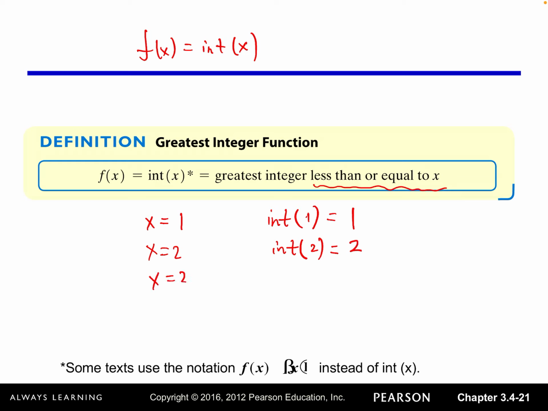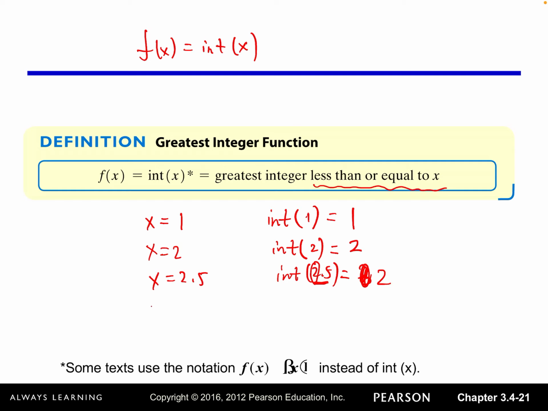If x is a decimal number, what does int of 2.5 equal? It returns the greatest integer less than or equal to x. So we just drop the decimal part, right? Because this greatest integer must be less than this number, so it cannot be 3. We are not rounding off here. It's basically getting the integer part and dropping the decimal part if x is a positive number.